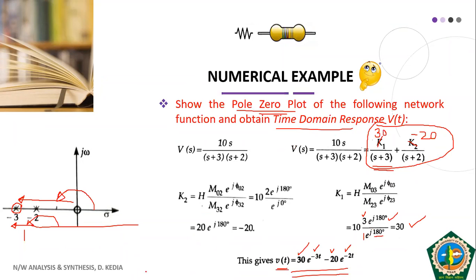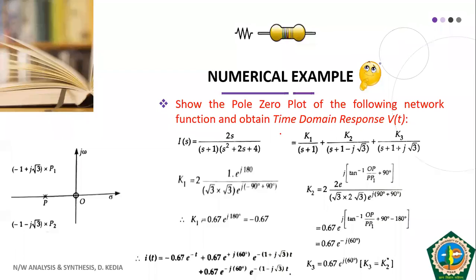I hope this is understood by each and every student. So students, this is the second numerical where we will again obtain the time domain response from the pole zero plot. This network function is also simple, but a bit more complex compared to the previous one. Here, the poles are not located only on the x-axis. They are located in between also. So here we will see how to obtain the time domain behavior, and it will give further insight into the things we have discussed so far.